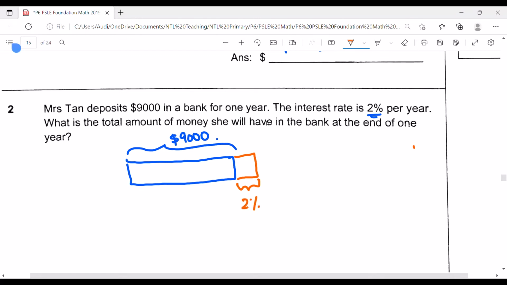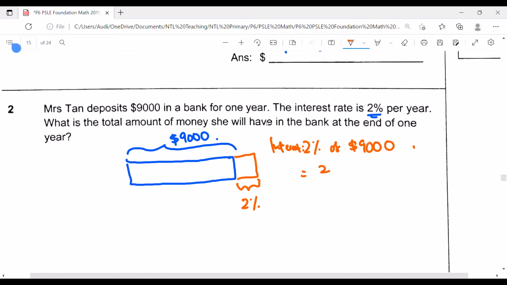What is the total amount of money she will have in the bank? So the first thing we want to do is find out the interest. So we do 2% of 9,000. This is our interest. Let's write down interest.